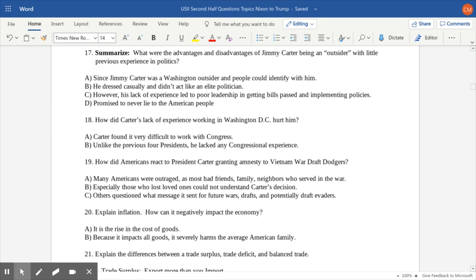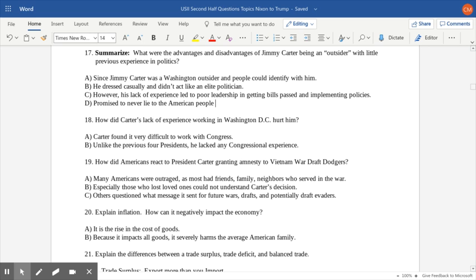18, it kind of doubles back or relates a little bit back to 17. His lack of experience made it very difficult for him to work with Congress. So when you think about somebody, let's say like Barack Obama, who was president previously, he was a senator from Illinois. So when he got into the presidency, at the very least, he had worked with a lot of the people he needed to collaborate with in the Senate. So when you think about an outsider, they don't necessarily have those connections within Congress.